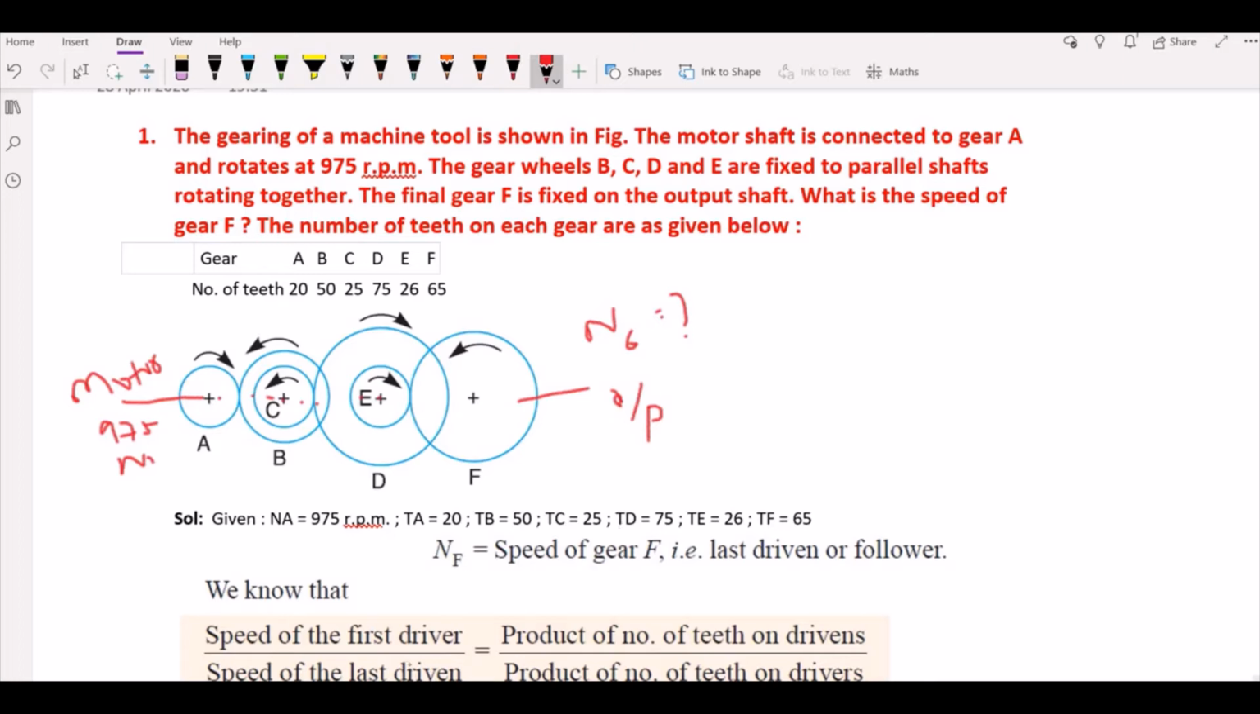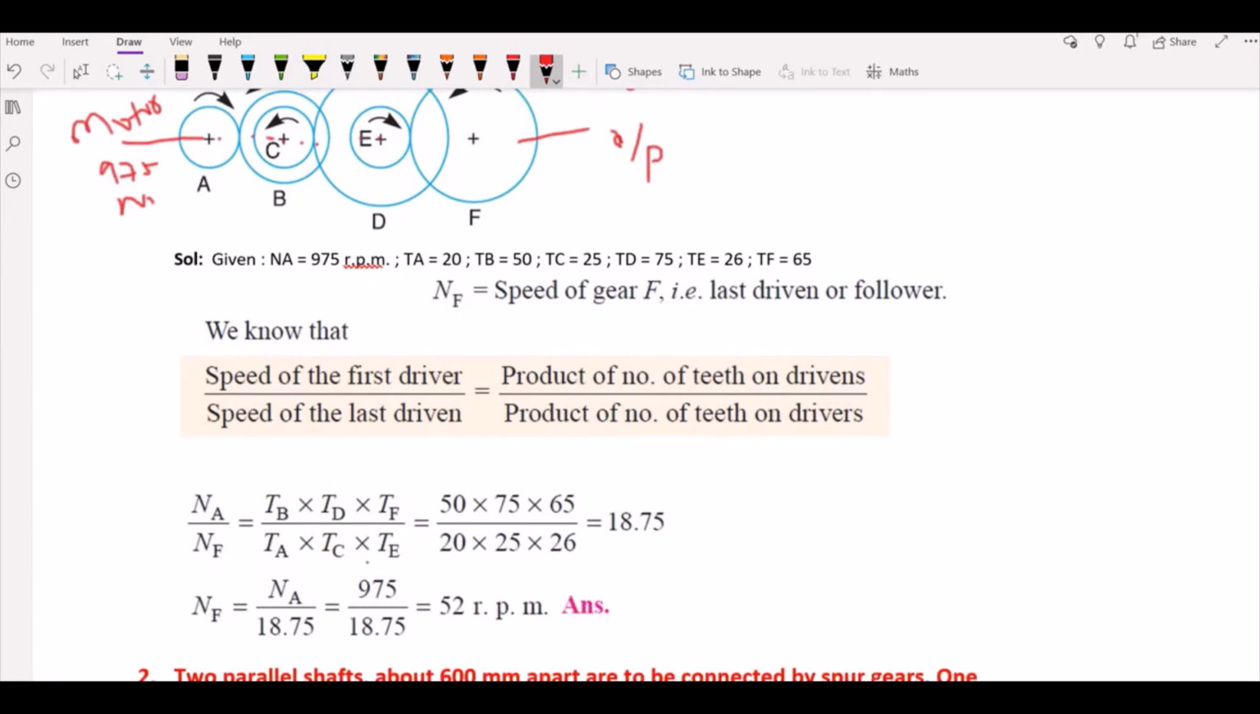That is, the speed of the first driver by the last driven is equal to the product of the number of teeth of the driven by the product of the number of teeth of the drivers. So, as I told you earlier, NA by NF is equal to TB, TD, TF by TA, TC, TE, or T2, T4, T6 by T1, T3, T5. If you simply substitute, finally you can calculate this. From this I got 52 rpm. This is a very simple problem which can easily be solved, whether asked as a short answer or a long answer question. I hope I am clear with problem number 1.